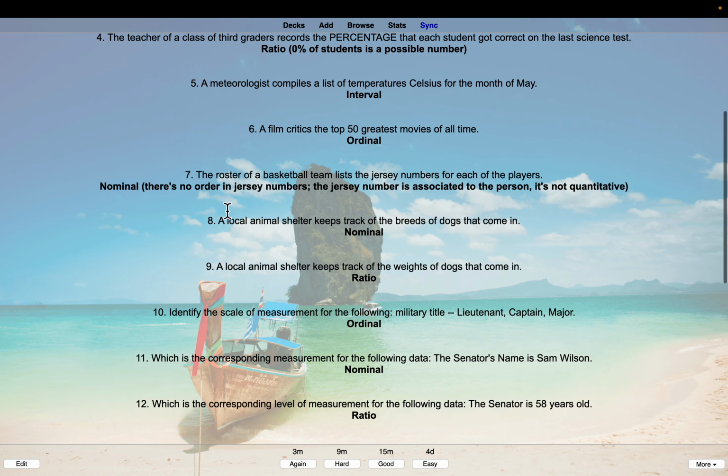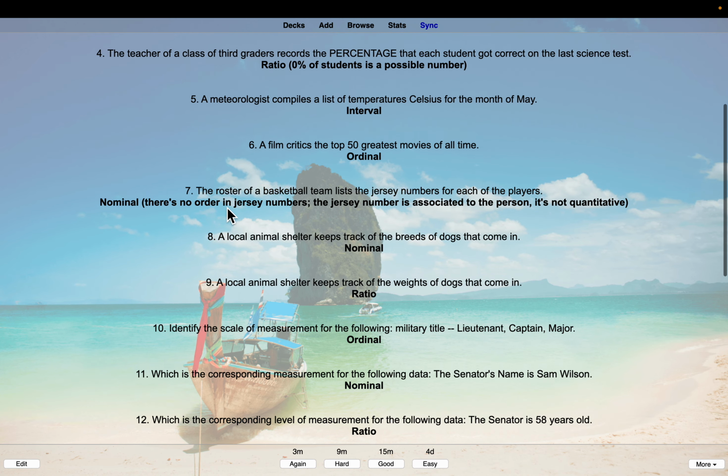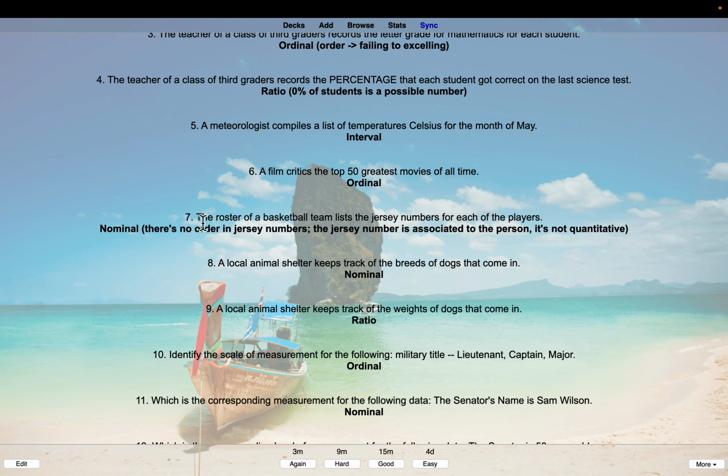Number 7, how many numbers do we have? Until 20. Wow. The roster of a basketball team lists the jersey numbers for each of the players. This is nominal. Although the jersey number is a number, it's just a number. It just associates itself with the name of the player. So there's no order in jersey numbers, so you can't say that it's ordinal. The jersey number is associated to the person. It's not quantitative in any way.